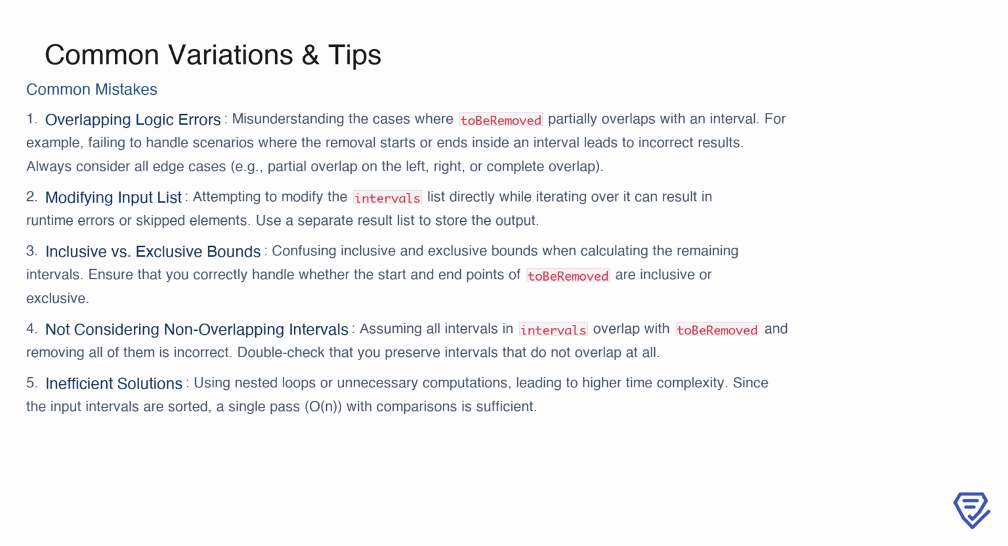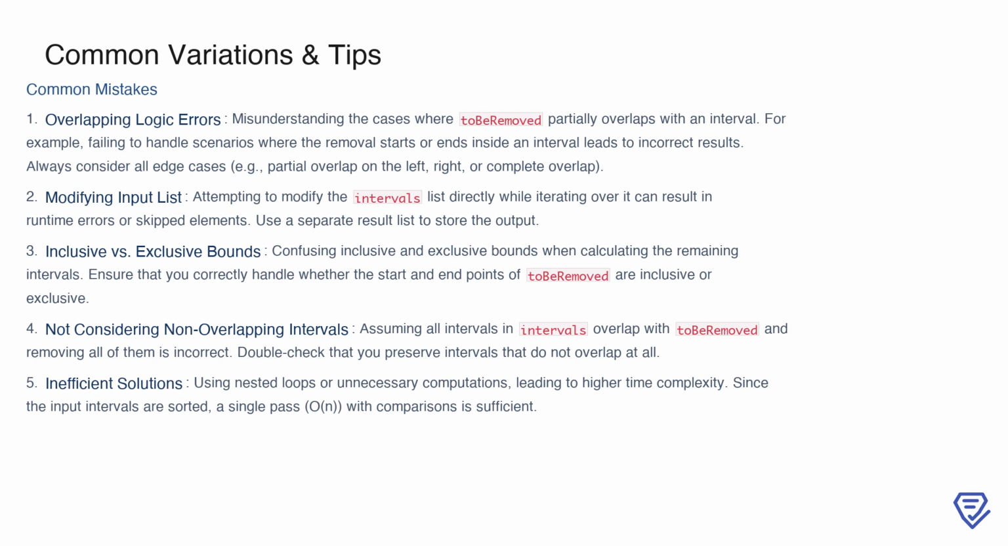Another common mistake is modifying the input list directly while iterating over it. This can lead to runtime errors or skipped elements, so it's safer to use a separate list to store your results. Additionally, there's the issue of inclusive versus exclusive bounds. If you confuse whether the interval boundaries are inclusive or exclusive, it can result in incorrect outputs, so be meticulous with these calculations. Don't forget that non-overlapping intervals must be preserved.